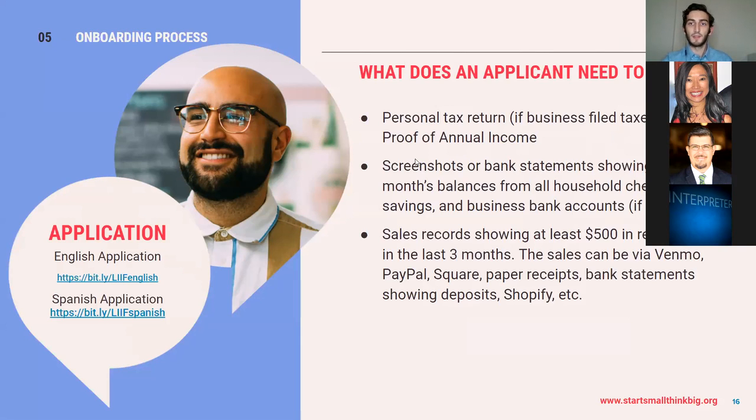And as I mentioned, this is done through personal tax returns, bank statements, and a record of sales. Though the record of sales can come through a variety of platforms, whether you take payments on Venmo or a paper receipt or Square or PayPal, however you sell your goods or services.